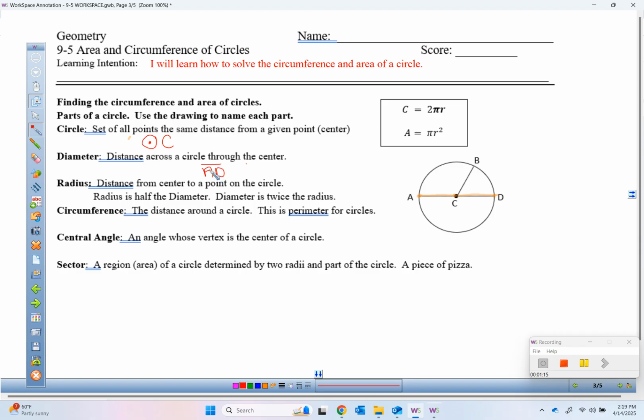The radius is the distance from the center point to the circle. So it's from here, this is the center point, to the circle. The radius will always be the same for all of these, center point to the circle. Okay, so a couple different examples would be segment CB, CD, and CA.